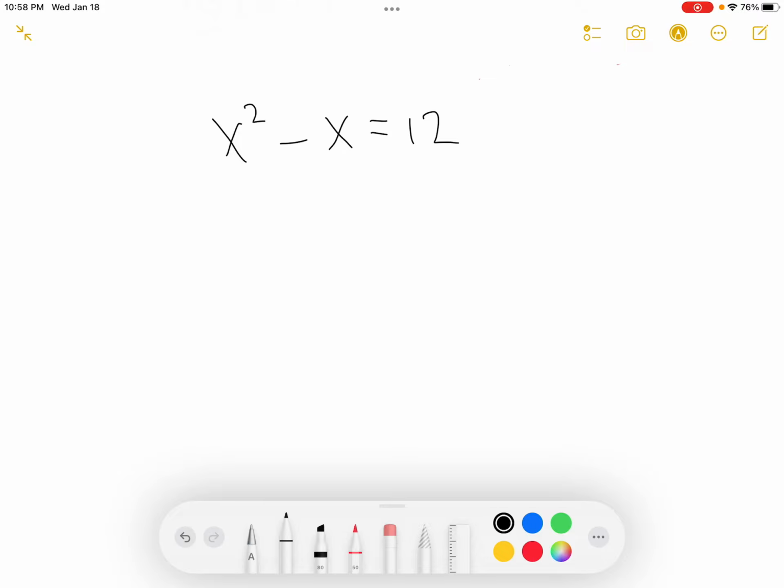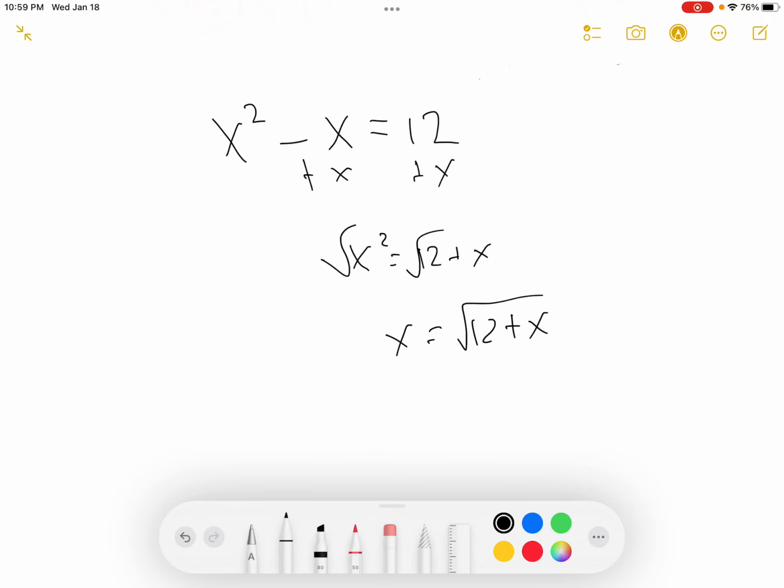Well, there's really no way we can solve this with our normal tools of algebra, right? If I added x to both sides, then I just get x squared equals 12 plus x. I mean, I could try to take the square root of both sides, but then I just have x equals the square root of 12 plus x, which is an even bigger mess. And so nothing is really going to work to solve these equations that we've done so far in algebra.